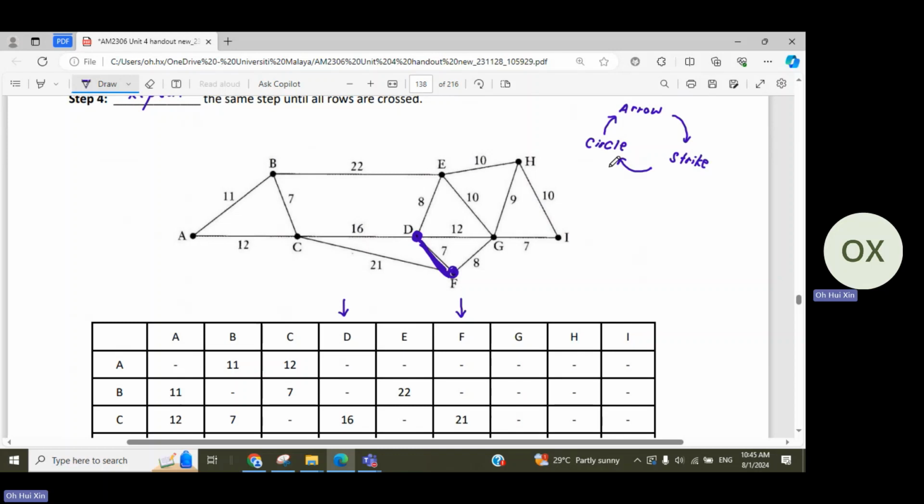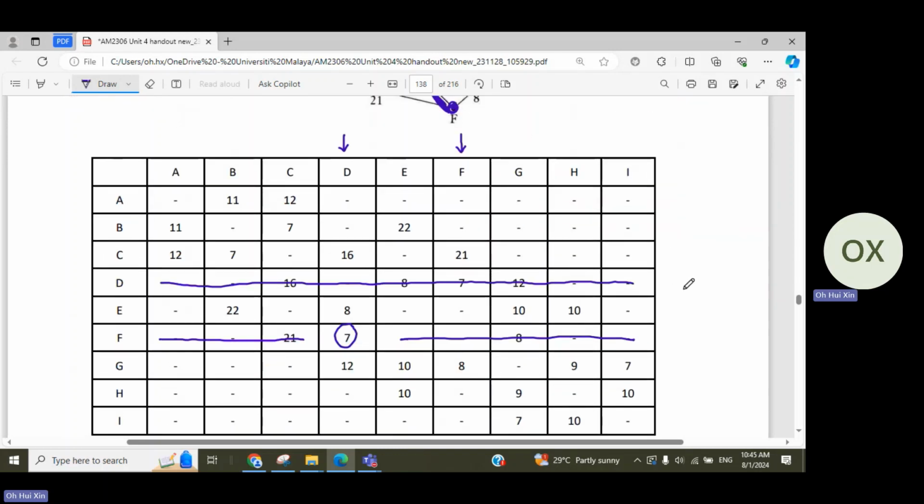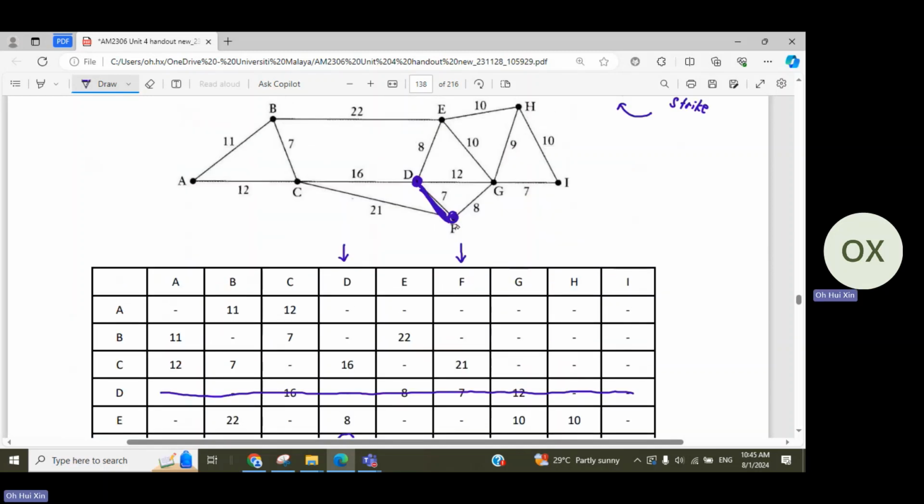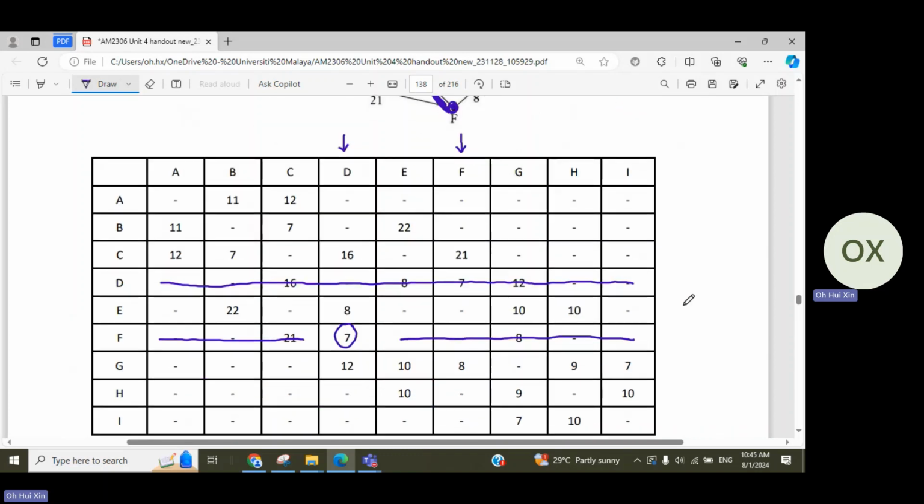All right, so after I strike through, then I need to go back to circle, right? Remember what I mentioned just now, you need to look at all the columns that you have already put an arrow in. So it's the same thing as when you look at the diagram, you need to look at both D and F, to look at all the neighbors. So you can see 8, 12, 8, 16, 21. It's the same thing.